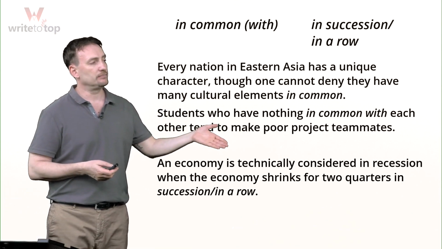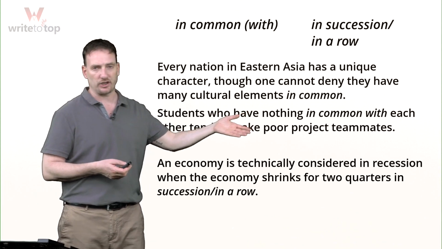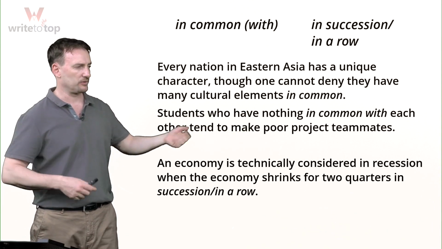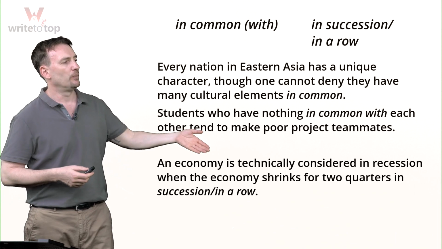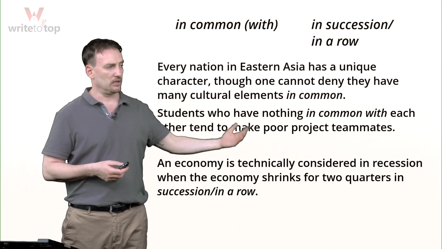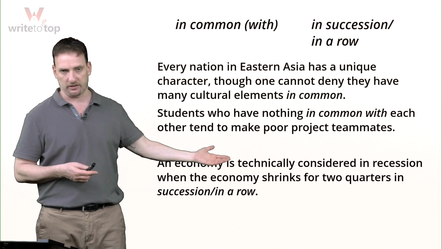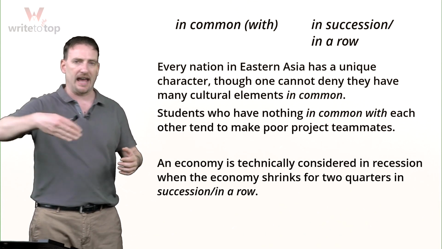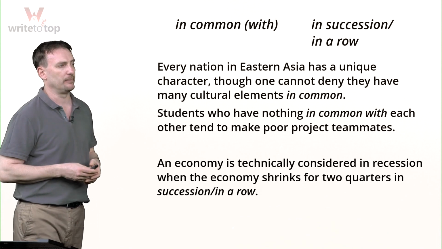An economy is technically considered in recession. That's when the economy goes down, the economy shrinks. When the economy shrinks for 2 quarters in succession or for 2 quarters in a row, they mean the same thing, one after the other with no break between.